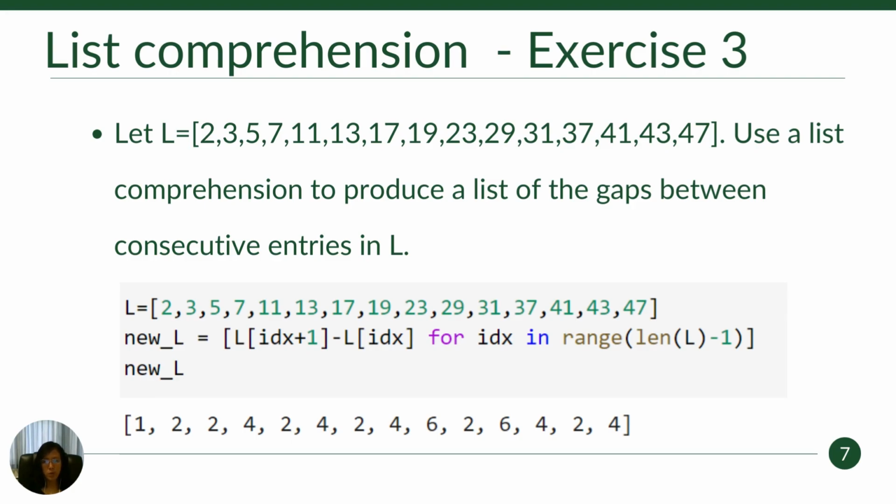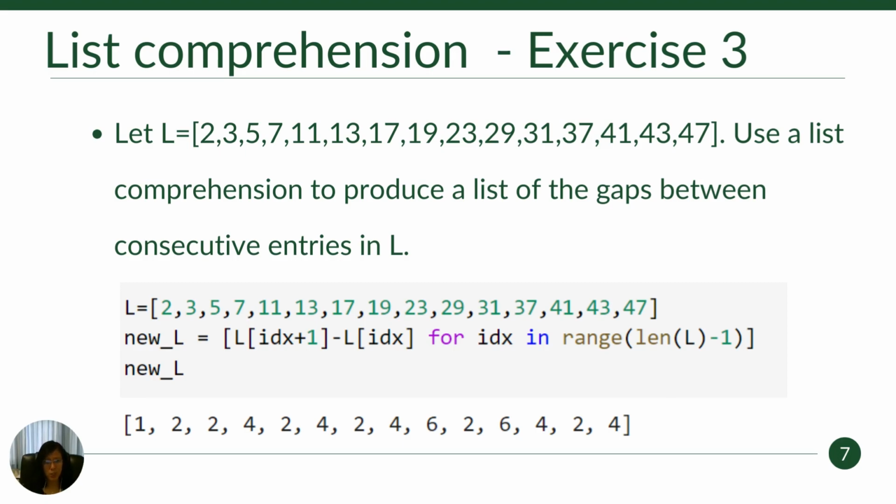This time, what we want to do is produce a list of the gaps between consecutive elements in the list L. That means if you look at the given list L, 2, 3, 3, 5, we want to see the difference between 3 and 2, 5 and 3. So we have to use indexing. How are we going to loop? We want to start looping from index 0 all the way to the last index minus 1. So your for loop is for index in range of length of L minus 1.